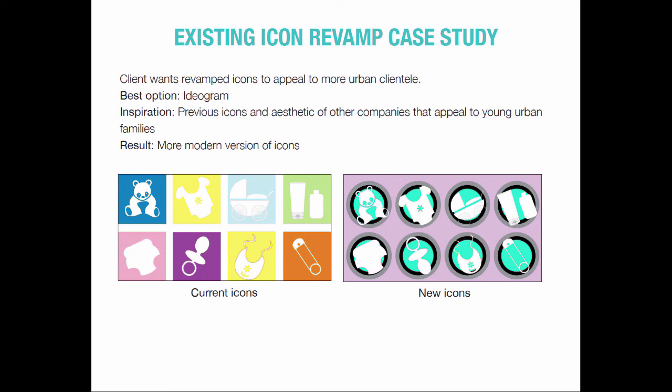The client is especially interested in appealing to a more urban clientele, as they plan to expand in larger cities. In this case, you might want to look at companies that appeal to young urban families to get a sense of their aesthetic. From there, you can decide what to keep of the original and what to get rid of. In this case, the colors and shape of the icons were changed, but the main images remain. They were all placed at the same angle for unity.